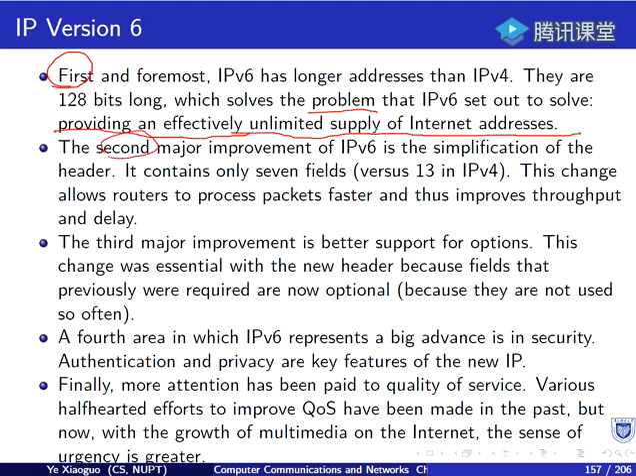The second major improvement of IPv6 is the simplification of the header. It contains only 7 fields versus 13 fields in IPv4. So it simplifies the header of the IP packet. This change allows routers to process packets faster and thus improves throughput and delay. So it improves the performance of the router.